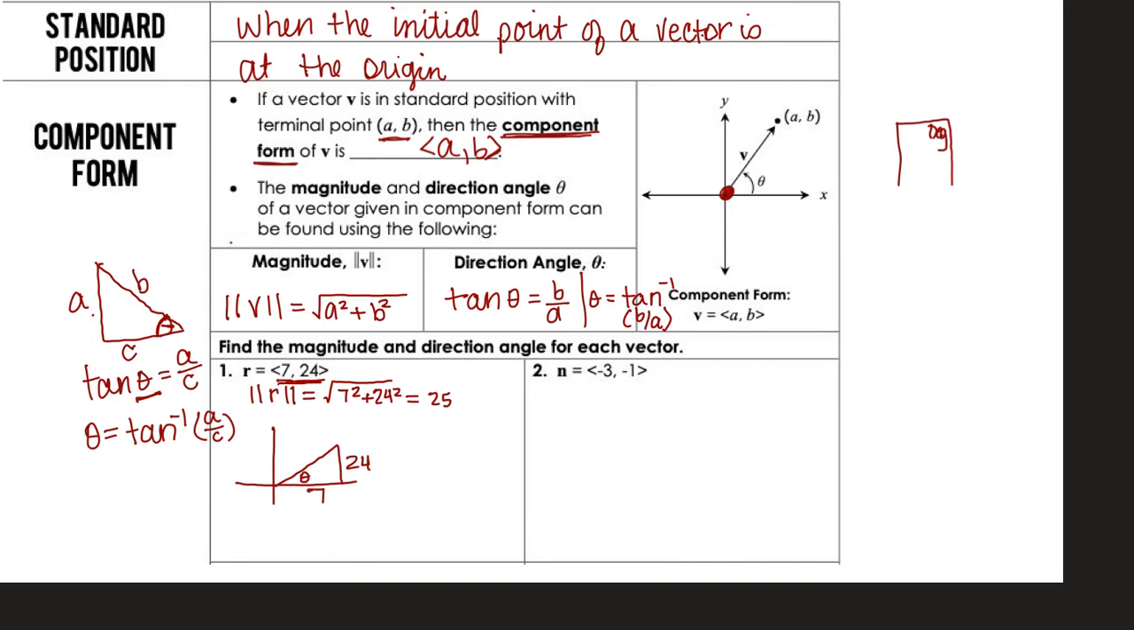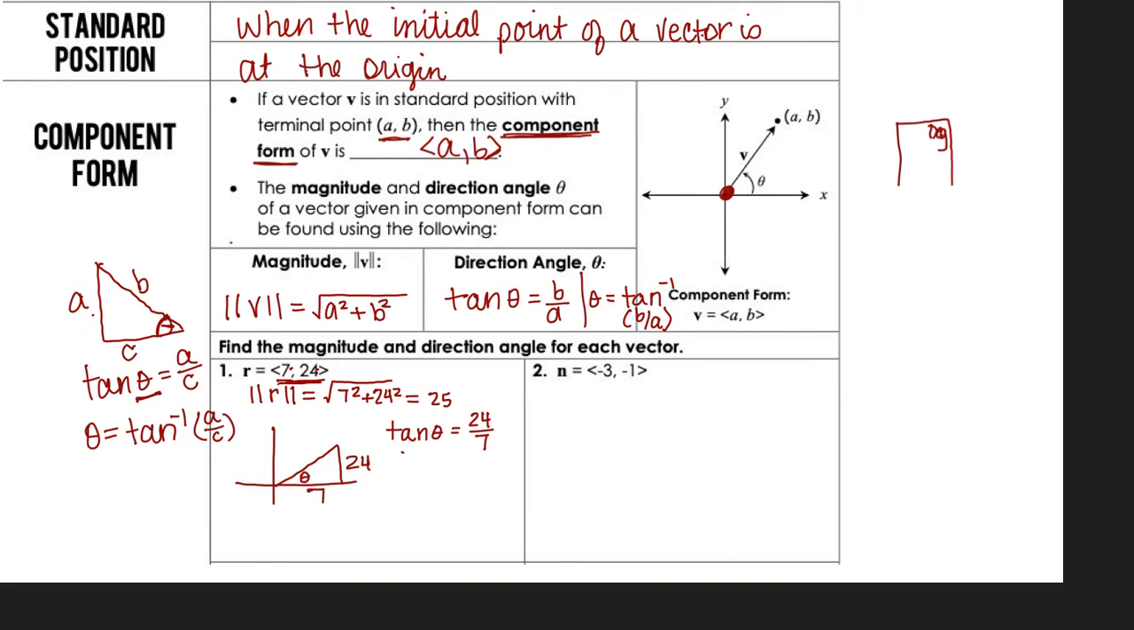So remember, what is tangent of theta? Opposite over what? Adjacent, right? So what would tangent of this theta be? 24 over 7, right? Which is that b over a that they were talking about. So you don't have to memorize b over a. You can just do your trig with it. Now, tangent of theta is 24 over 7.